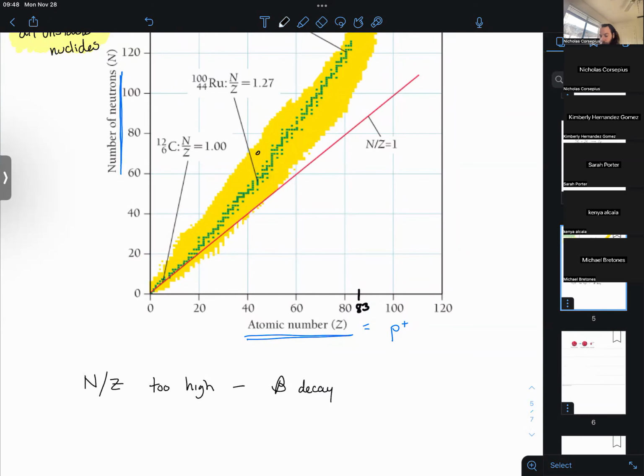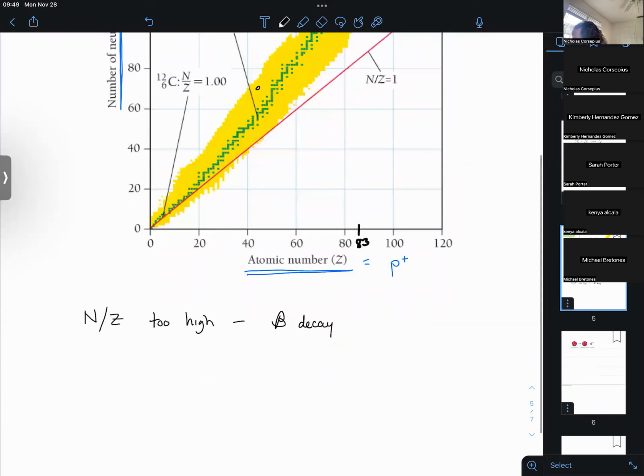Beta decay converts neutrons into protons. Well, what if I do the opposite side and I pick one down here where my N over Z is too low? Then it's going to want to do the opposite. It's going to want to undergo these processes in which protons are converted into neutrons, which would move it back this direction here. And we had two different forms for that: positron emission or electron capture.